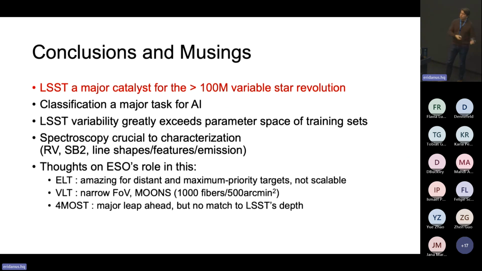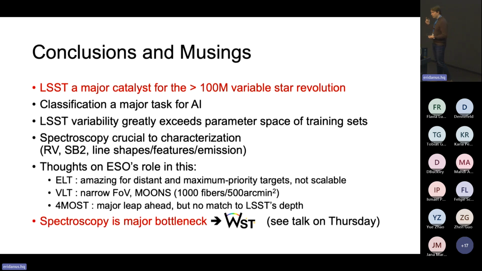And in terms of how ESO will address this, I think the ELT will, of course, be absolutely fantastic going faint and deep for maximum priority objects. Similar for the VLT, where you do have some multiplexed instruments, but of course the field of view is small. And foremost, it's just a small telescope compared to LSST. So of course it's a major leap ahead. It's super exciting, but it's not really a match to what LSST will do. And so I do think that spectroscopy will be the bottleneck for this.